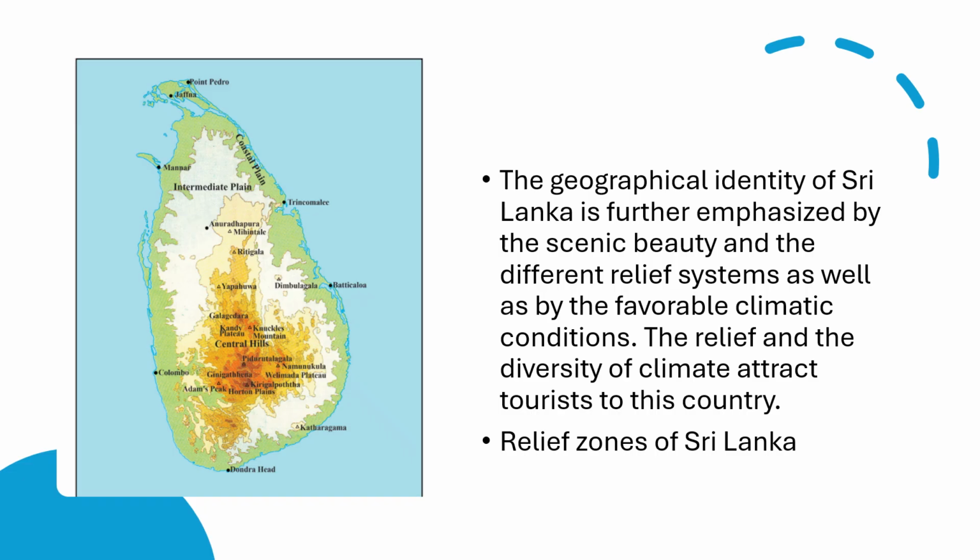Now we have some relief zones of Sri Lanka, and as you can see here, this is the intermediate plain, the coastal plain, and the central hills. For examples, for coastal plain, we have Trincomalee, Colombo, Dondra Head. For central hills, we have Galagedara, Kandy, Pidurutalagala. And for intermediate plains, we have Anuradhapura and Mihintale, because these are tiny. We also have Kataragama.